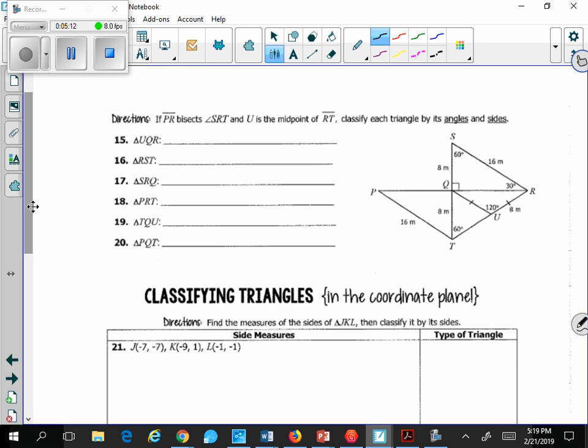and let's take a look at some of these, because this uses some of the words that we have looked at from our previous units. So the directions say if PR bisects angle SRT. So remember, bisects means cuts in half. So PR bisects SRT, so here's PR. And it's saying it's bisecting angle SRT.